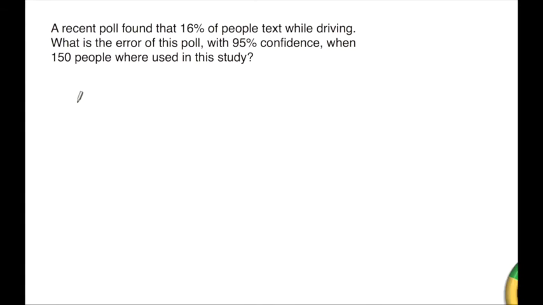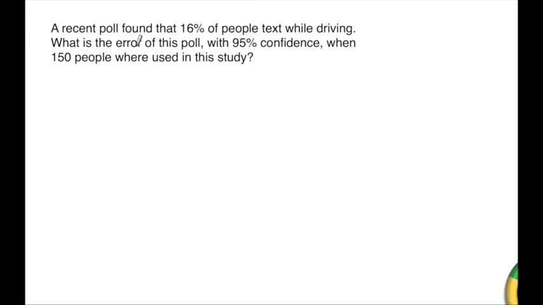This is a short example on how to use confidence intervals and error with these confidence intervals. Here we have a survey that was done, and it found that 16% of people text while driving. Usually when you have the 16%, there's another little number off to the side that they publish, which is a plus or minus percentage. And this is one way of approximating that number.